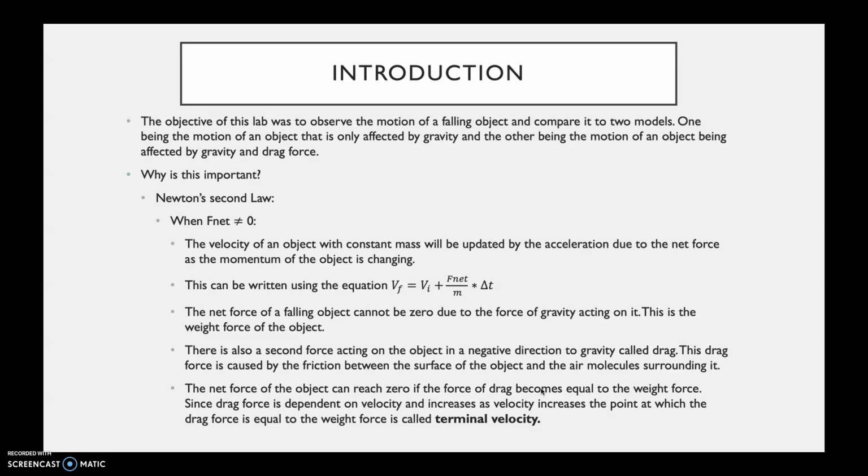The net force of a falling object can't be zero due to the force of gravity acting on it, and this is called the weight force of the object. There's also a second force acting on the object called drag, in the opposite direction of gravity. This drag is caused by friction between the object and the air molecules around it.